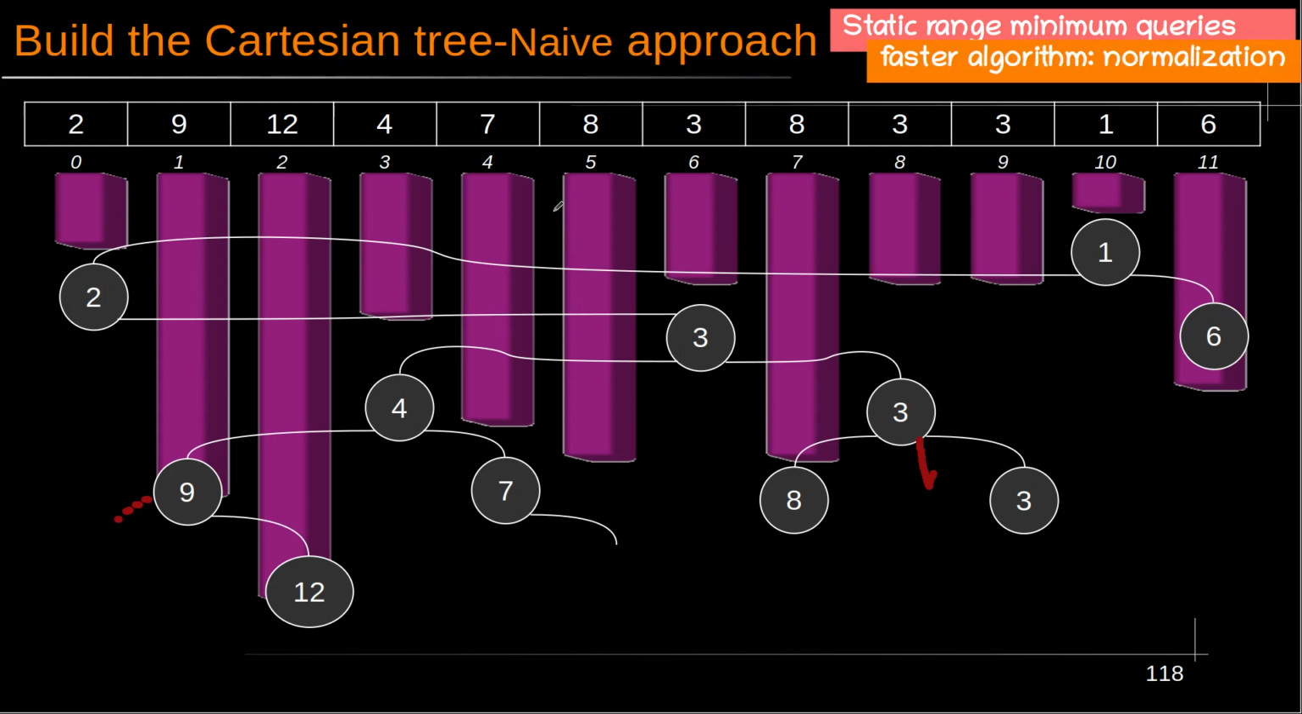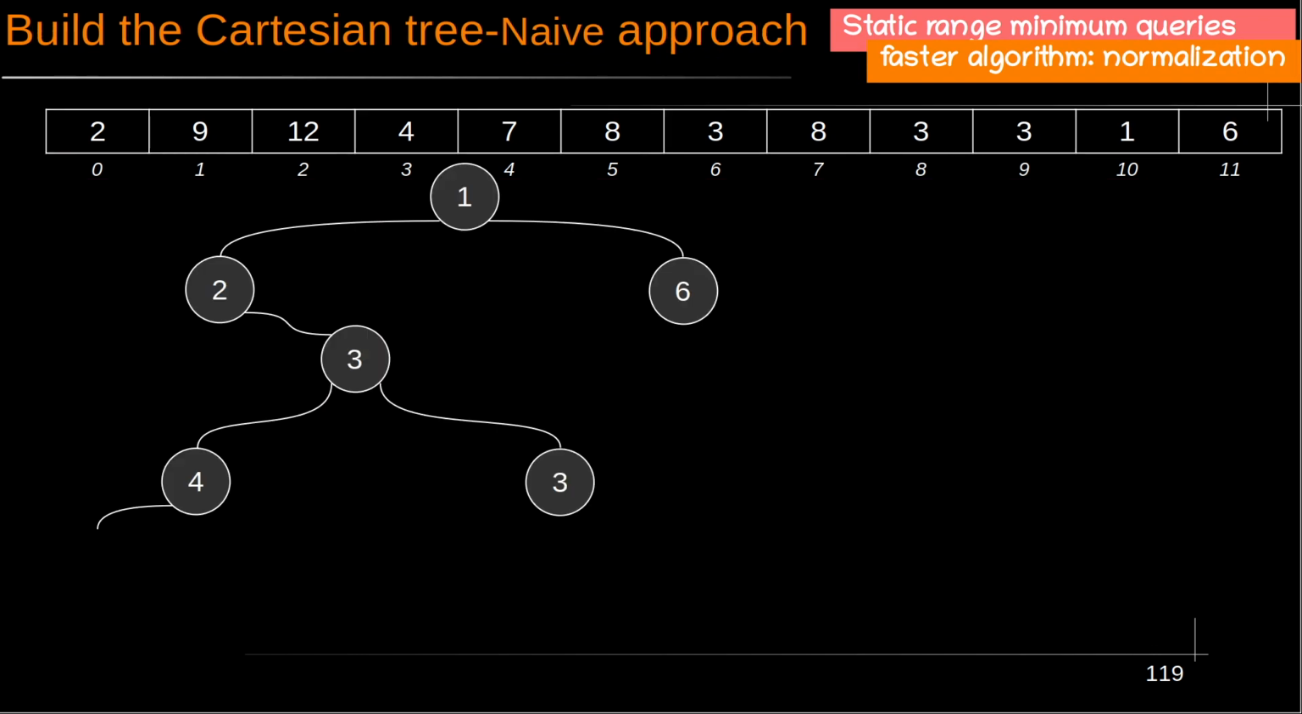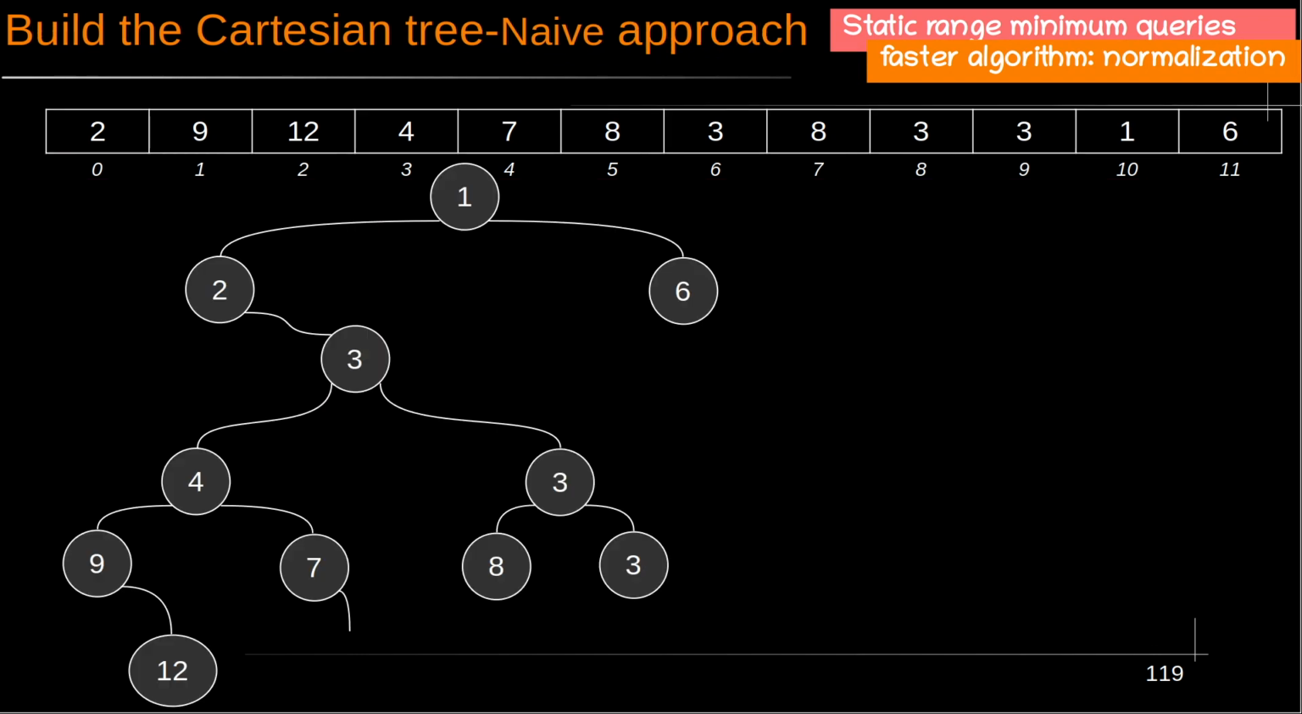And for 7, we have the same. On the right, we have 8. Okay, this is done. This is your Cartesian tree for this array. As you see, it maintains the 2 properties of the Cartesian tree, which is a min heap property. And if we perform an in-order traversal, we will get the same original array. Try it by yourself, guys. You will find the same result.